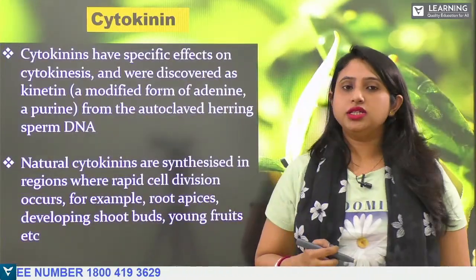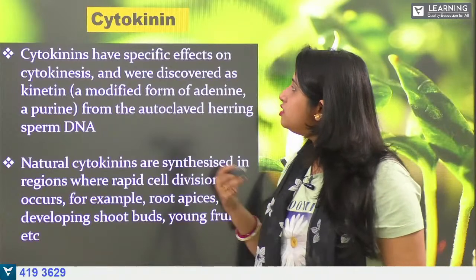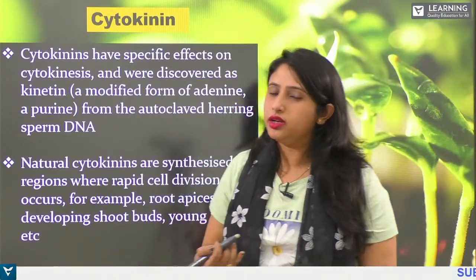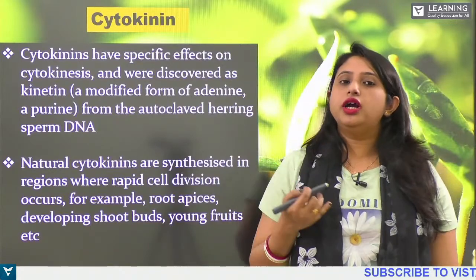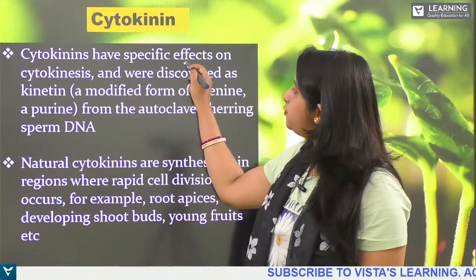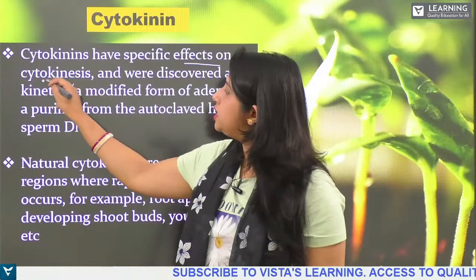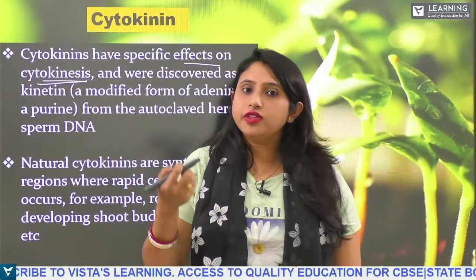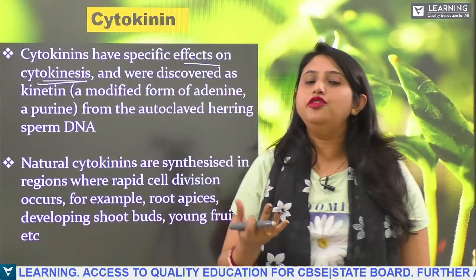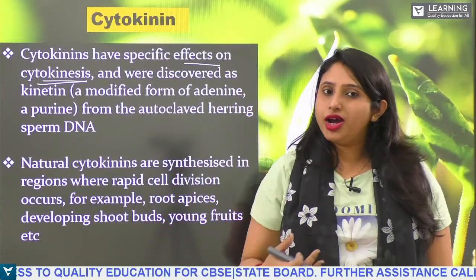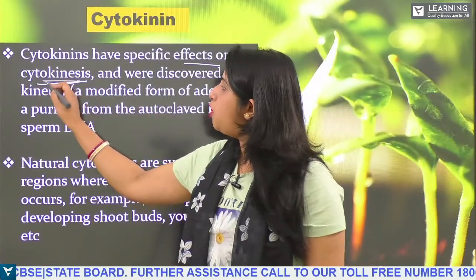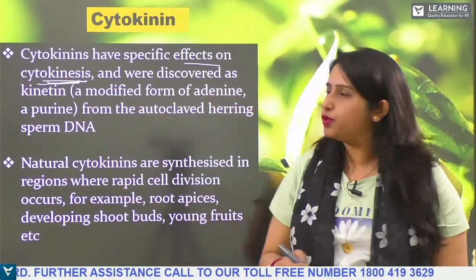The next hormone is cytokinin. What is the function of cytokinin? Cytokinins were first discovered as kinetin. They have specific effects on cytokinesis. You know what cytokinesis is, right? That is the division of the cytoplasm. During cell division, the cytoplasm divides, isn't it? That we call cytokinesis. They are very important for the cytokinesis process.